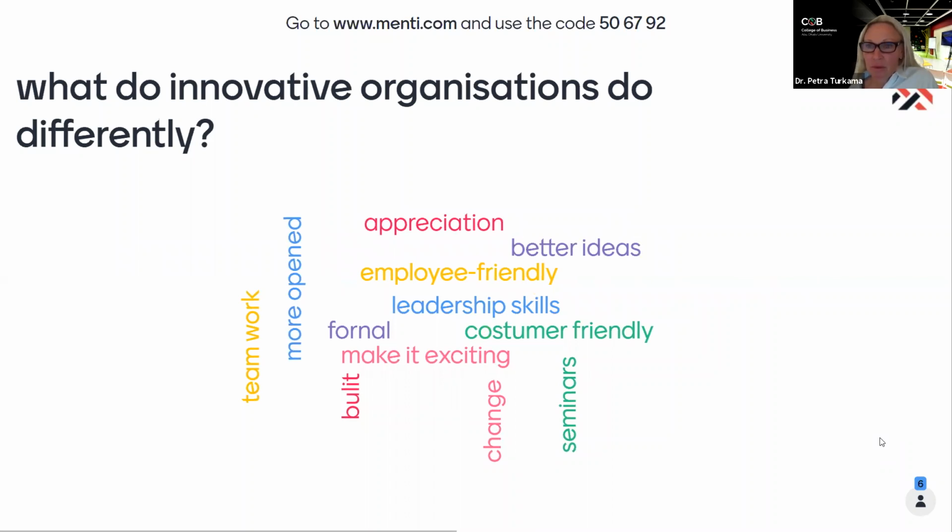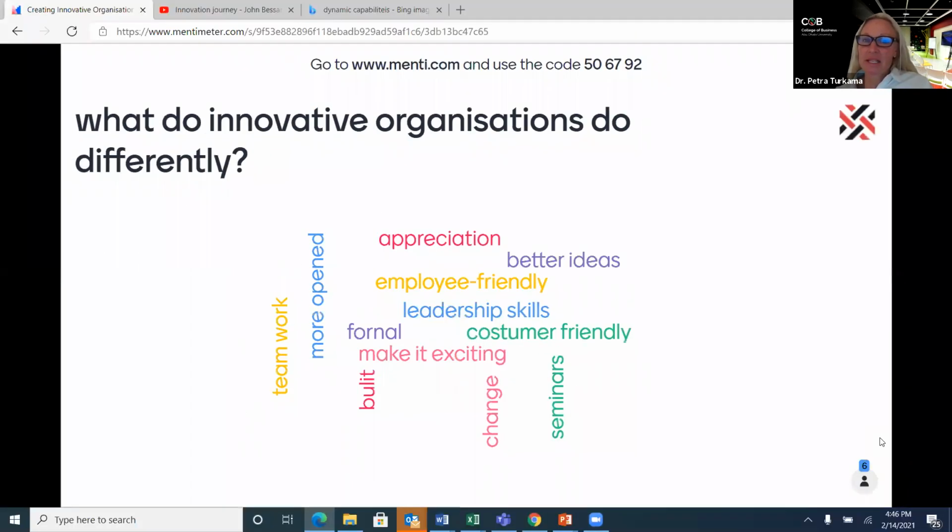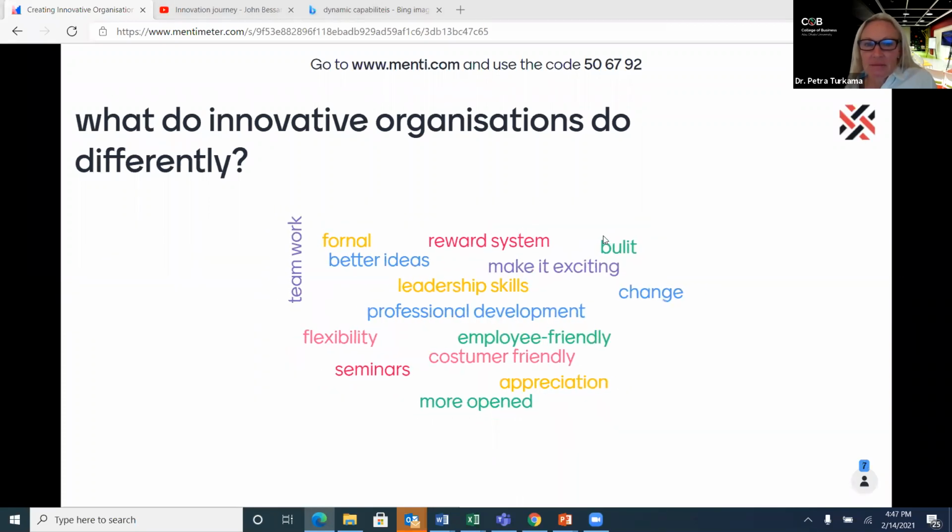Appreciation, yes, I think this comes to people management. Better ideas, yes. I always like to use the metaphor of an organization being like a football team or any sports team, cricket maybe here. You can have the best players, but if you can't coordinate them, they're not working together or playing together, then you're not going to be able to come up with great ideas. There's leadership, make it exciting. Yeah, you have a kind of vested interest in this. And we have the teamwork, more openness, appreciation, change. Yes, we need the change. It can't always be the same.